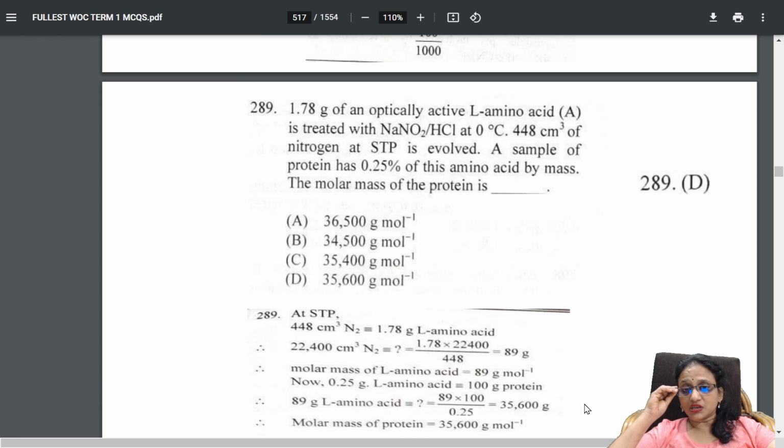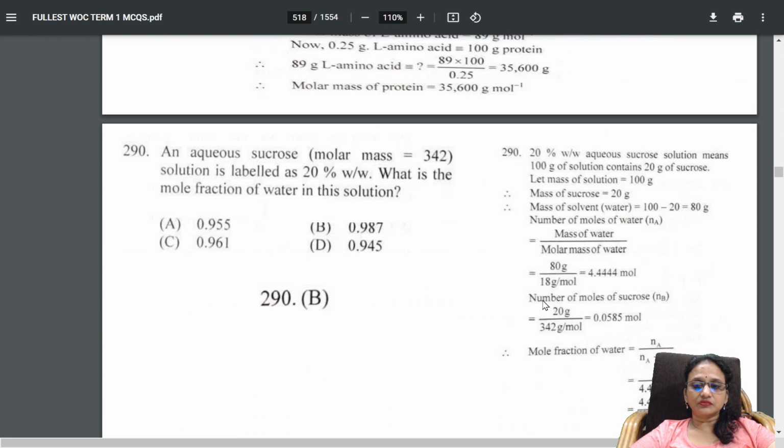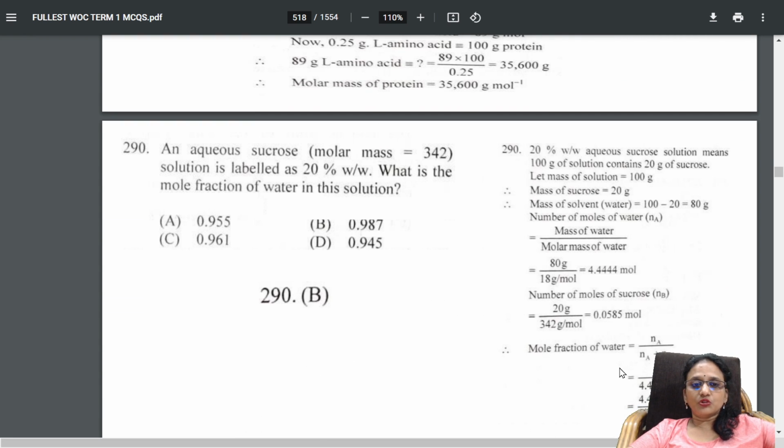This is about the molar mass, how to calculate it. So a step method is given to you. Conditions are given to you. Mole fraction, this is the formula. They're asking what is the mole fraction of water in the solution. Directly, we have applied it in the question.